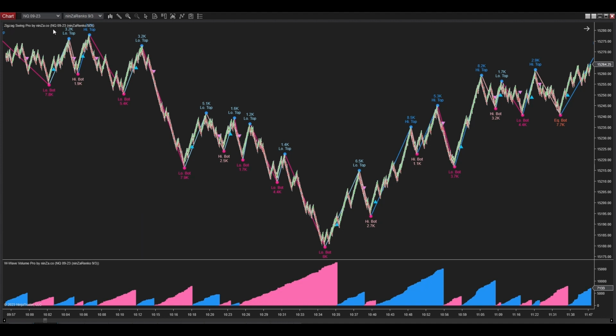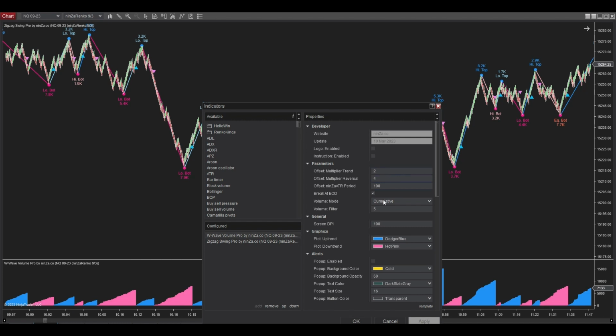The system includes Zigzag Swing Pro, an advanced NinjaTrader 8 indicator that is very useful in identifying the market structure. W-Wave Volume Pro, an accumulated volume indicator that provides insights into the strength of correlation between buyers and sellers. Lastly, King Renko Dollar, an upgraded version of NINZA Renko. Let's take a look at the parameters of each indicator.